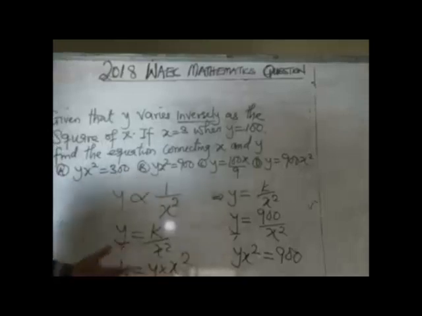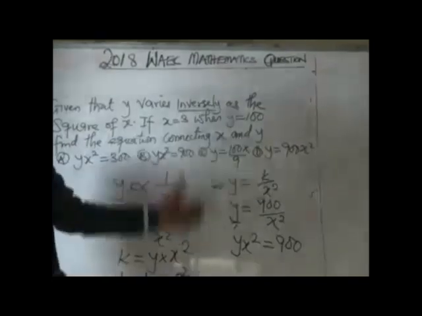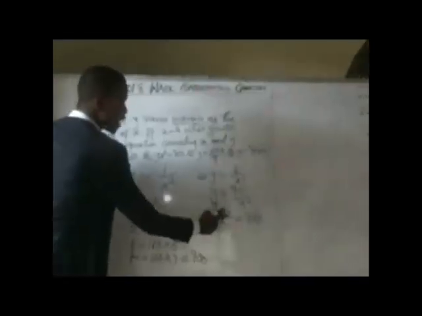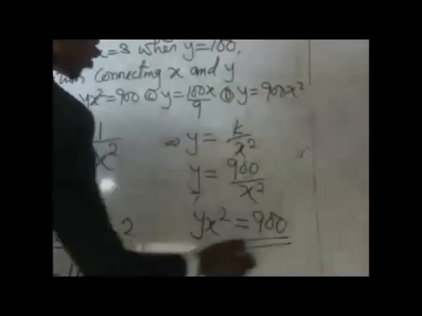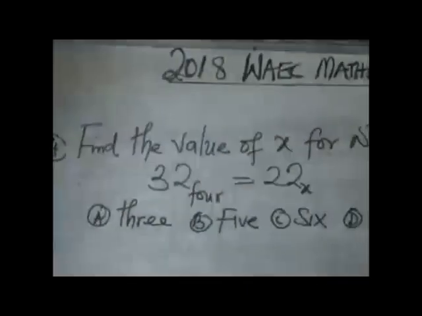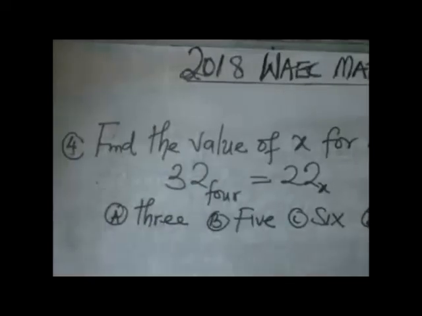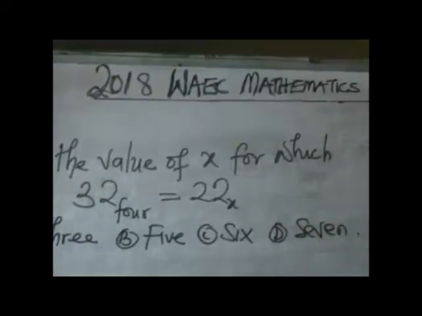So take note. If in 2018 they are saying what is the equation connecting x and y, if this question comes out in 2020, you may see other words like what is the relationship, or what is the formula. So y x squared equal to 900 becomes the relationship between x and y, and that is option B. Do you understand?